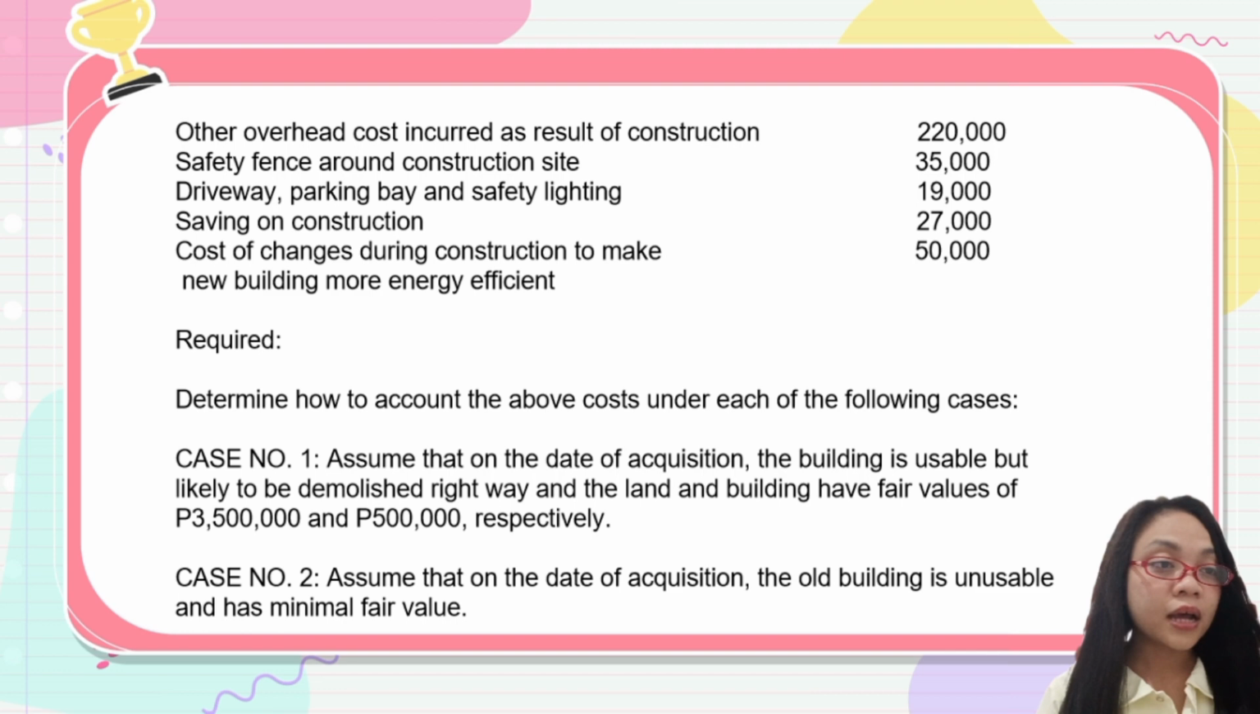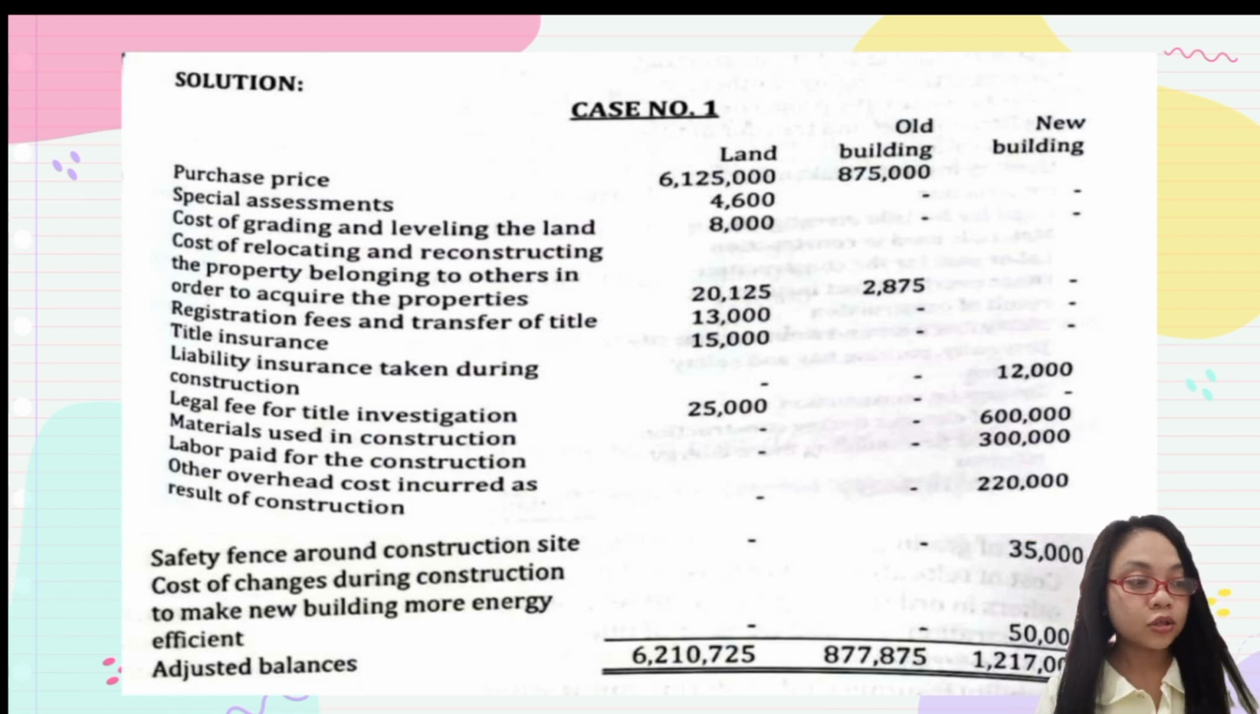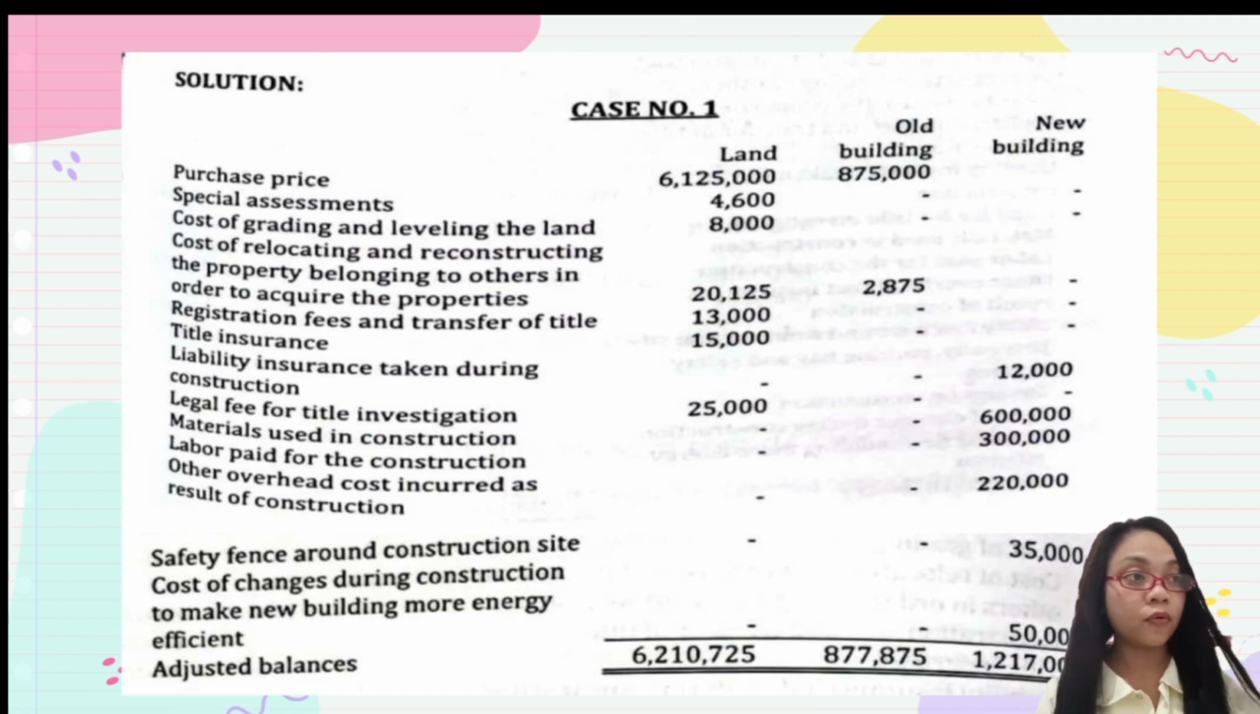For case number 1, assume that on the date of the acquisition, the building is usable but likely to be demolished right away, and the land and building have fair values of 3,500,000 and 500,000 respectively. For case number 2, assume that on the date of the acquisition, the old building is unusable and has minimal fair value. To solve for case number 1, since the situation is that the old building will be demolished, we have costs attributable to the construction of the new building, as you can see here.